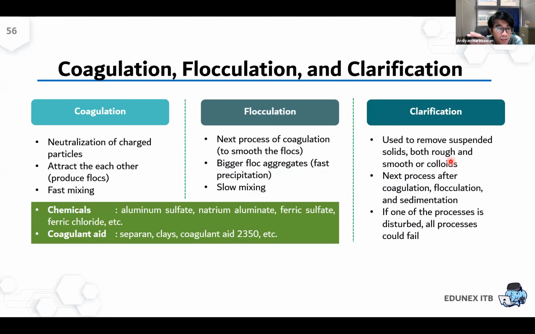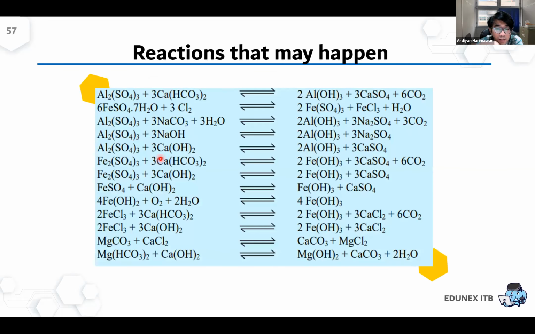Okay, this is the reaction. The chemicals are aluminum based, natrium based, or ferric based. Or we can use the coagulant. Coagulant is to help reduce the surface charge. This is the brand, the type of the coagulant. So this is the reaction that may happen. Not all happen, depending on the coagulant and the flocculant.